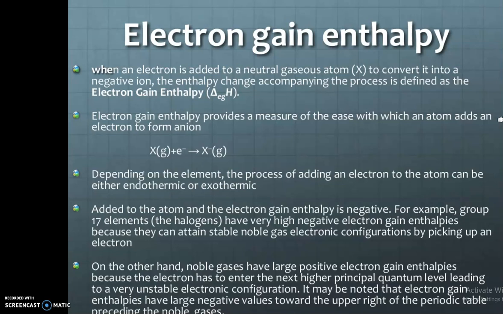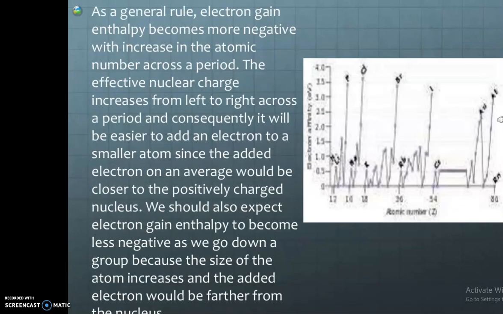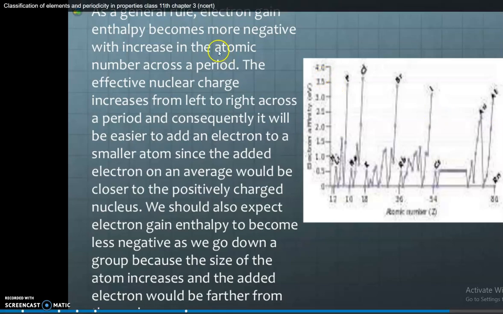Next one is electron gain enthalpy. It is the amount of energy required to add an electron to the valence shell of an atom, so it will become an anion. Sometimes it will be negative, sometimes it will be positive, depending upon the element. As a general rule, we can say that electron gain enthalpy becomes more negative with increase in the atomic number across a period.